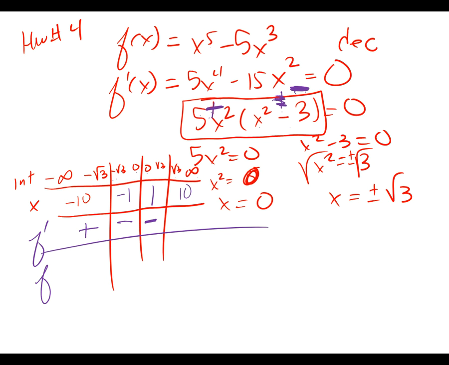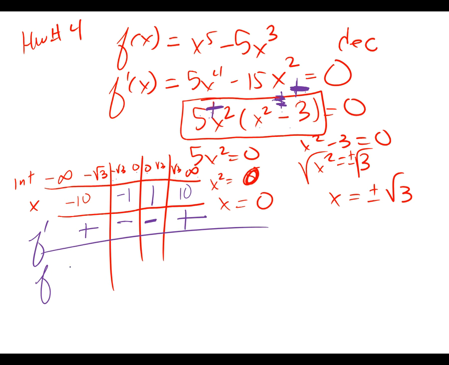Sure, 10, right? It's got to be 10. Alright, so positive, I put a 10 in there. Do I get a positive or negative out of that binomial? Positive, right? 100 minus 3 would be positive. So positive times a positive is positive.